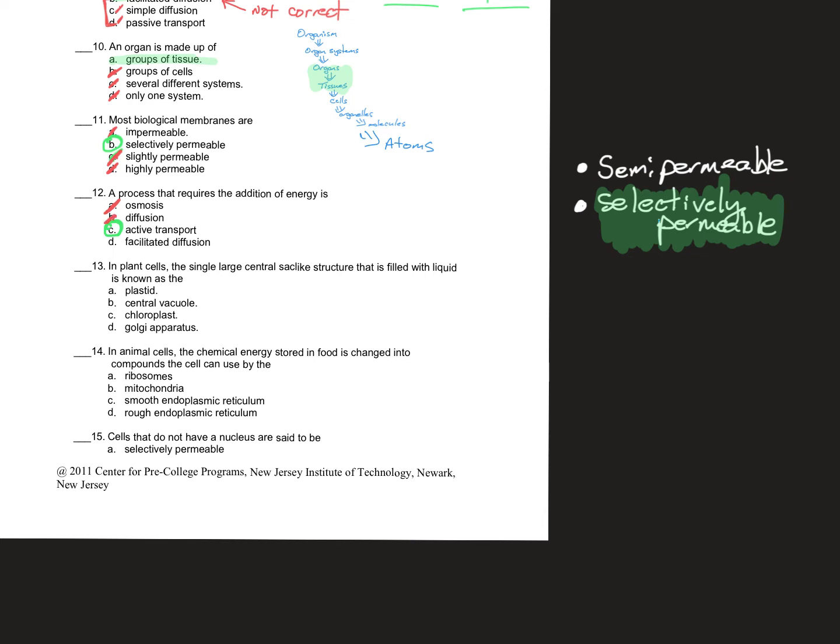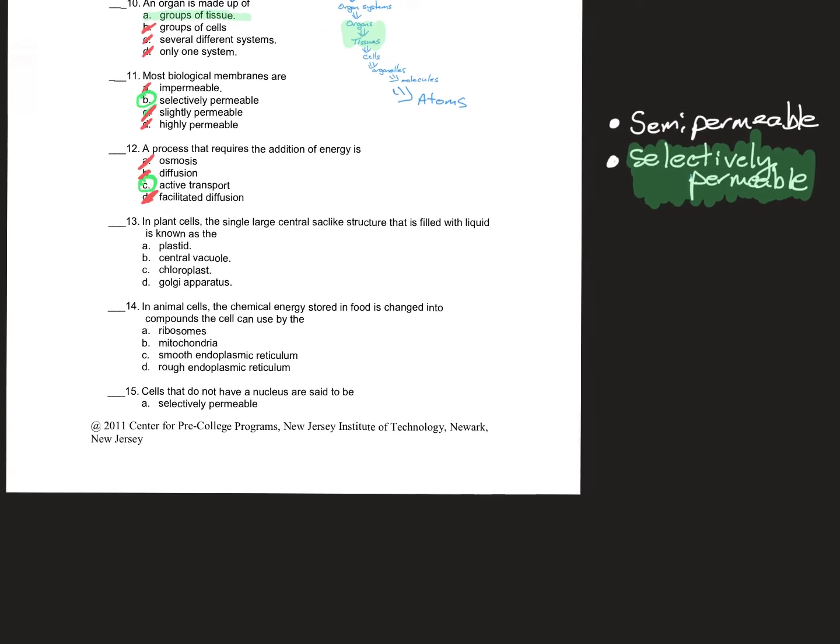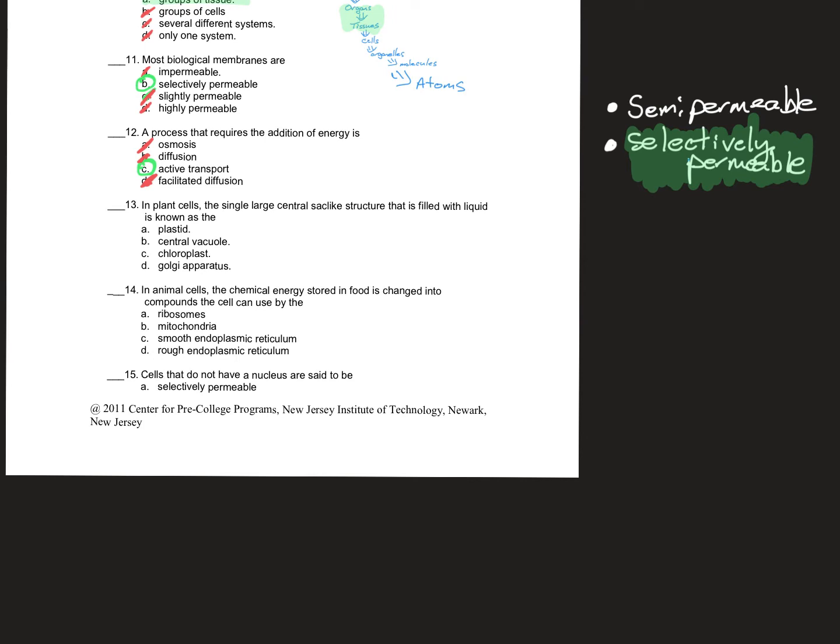And in your practice test, diffusion, osmosis, and facilitated diffusion, as said in a previous question, are passive, so they require no extra energy. In plant cells, a single large central vacuole structure is filled with, again, do you know what your organelles are and what they do? If you had memorized those, you'd be set with the majority of these questions. In plant cells, the single large central sac-like structure that is filled with liquid is known as the central vacuole.